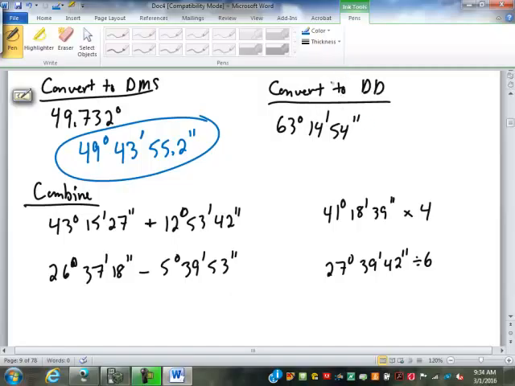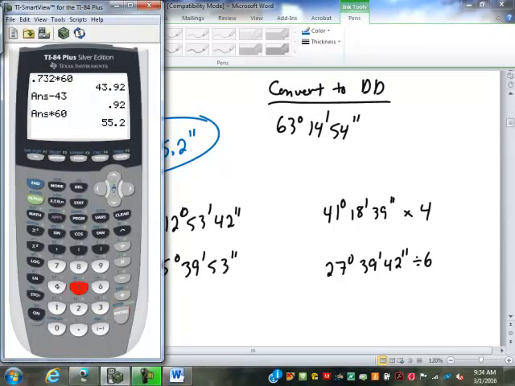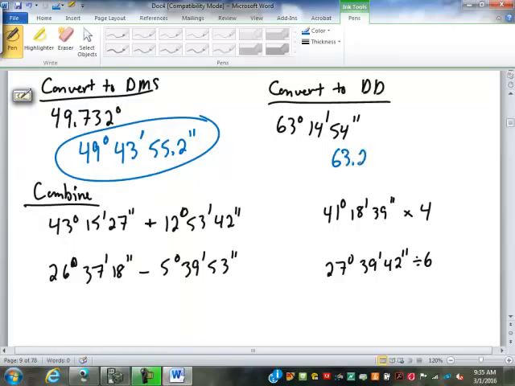Now converting back to decimal degrees here for this one. We're going to start with the 54, and what are we going to do with it? Divide by 60, good. And then add 14, and then divide by 60 again, and add 63. So 63.2483 degrees. How many of you had that? Good deal.